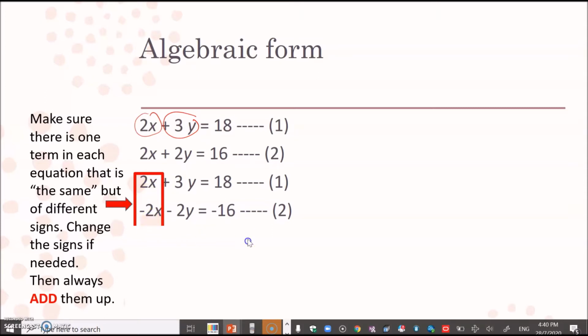All right. So what we'll do is that equation 1 and equation 2, when we add it up, this becomes 0. This one here will become just y, because 3y add to negative 2y is just y. 18 add to negative 16 is just 2. So there you have it, y is 2. In the previous example, that was actually the price of a drink, so it's $2.